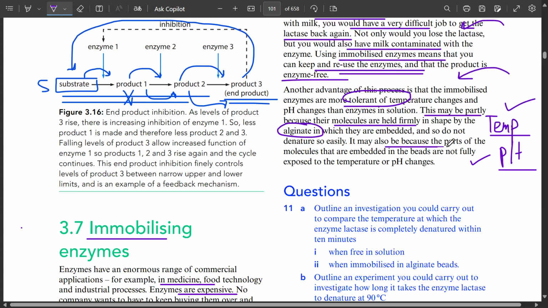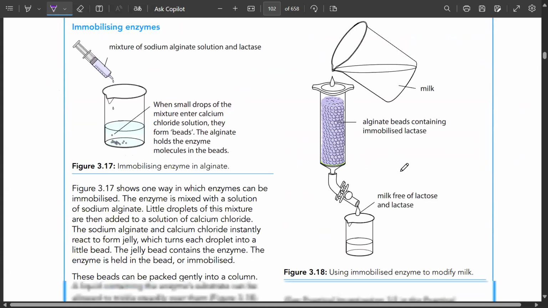So it may also be because the parts of the molecules that are embedded in the beads are not fully exposed to the temperature or the pH changes.